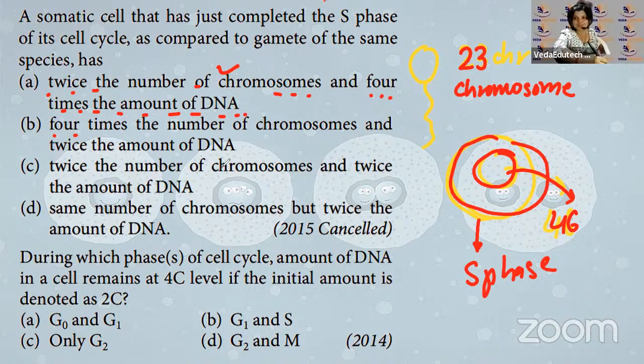This actually, the options are wrong. Twice the amount of chromosomes, it should be actually 8 times the amount of DNA. Right? Because it is an S phase. It has completed S phase, which means that the DNA content is actually 4C here. Right? In a gamete, the DNA content is only 1C.